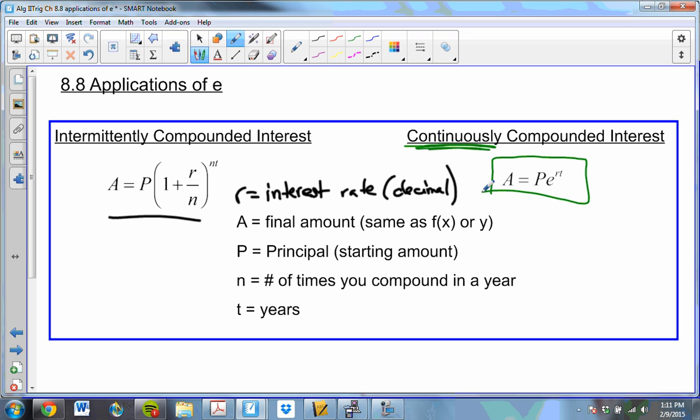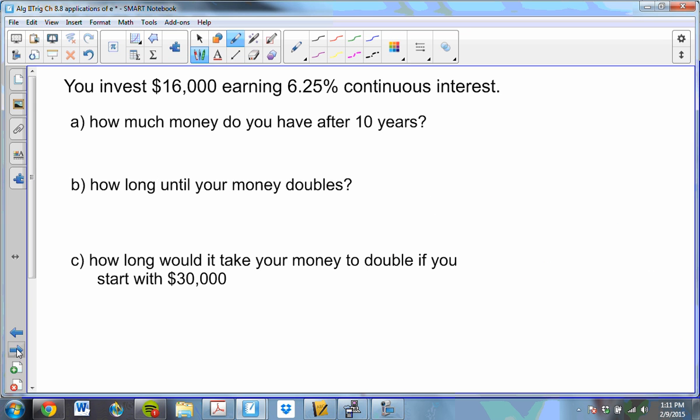P still means the same thing, and r and t all mean the same thing. But instead of having an n, since the number of times we compound in a year is technically infinite, this is where that e comes in. Remember how we talked about in our last video that 1 plus 1 over infinity to the infinity is actually the number e. It comes out to that limit of e, 2.718. So we use this formula to calculate continuously compounded interest.